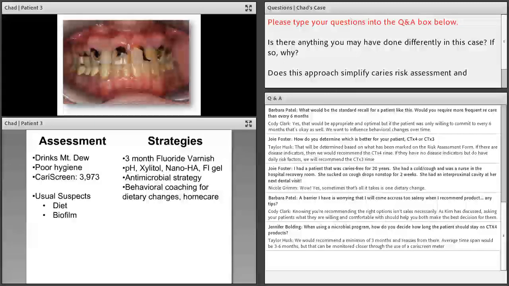But we'd make progress, and then she'd do better, and then she'd slip back. And then we'd make progress again, and she'd slip back. You've got to realize they're adults. They're responsible. It's their teeth. They've got to take care of them, but we've got to be able to help coach them through that. Great questions, by the way. This is awesome.